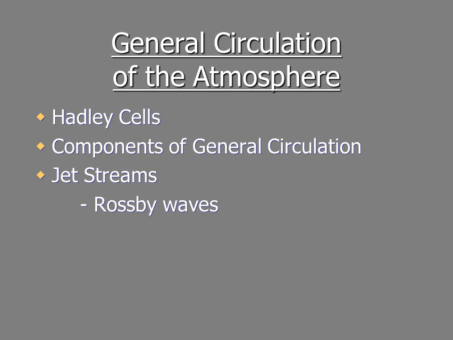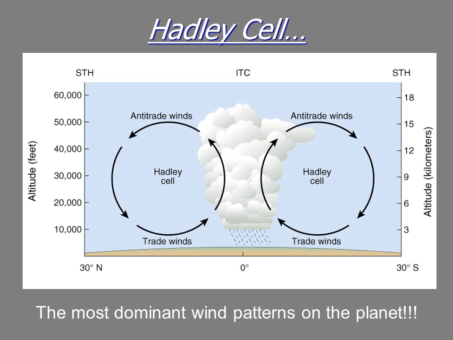Okay. Now we need to talk about Hadley cells, the components of general circulation, and we might not cover Rossby waves. We'll see. Okay. I would diagram this thing. This is a Hadley cell. So this exists, this is the equator. This is 30 degrees north. This is 30 degrees south. So this is across the whole planet. We're kind of looking along the edge of the planet.